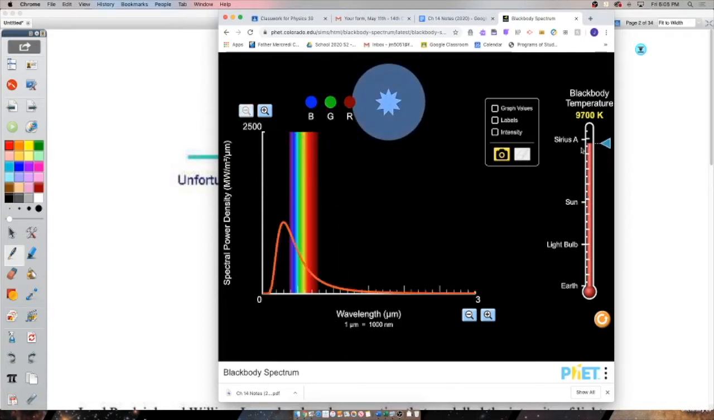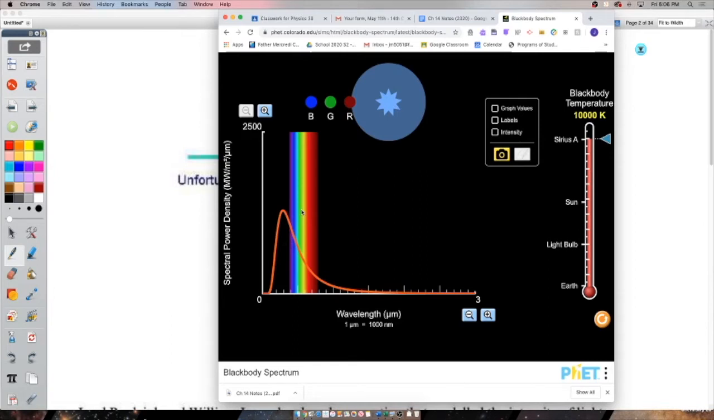We can go up to Sirius A, one of the hotter stars in our universe. Notice, and Sirius A, if you look at it, it's actually blue, right? It actually appears blue. Why isn't it still just white? Well, because notice the red has really dropped off. The blue and the violet, there's a lot more under the curve there. In fact, it peaks in the UV.